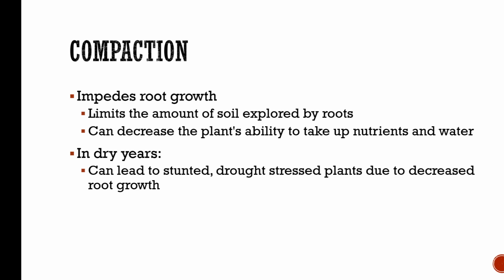So compaction impedes root growth. It limits the amount of soil explored by roots. It can decrease the plant's ability to take up nutrients and water. And then in dry years, it can lead to stunted, drought-stressed plants due to decreased root growth. And of course, the way things have been going around here, this is our summers anymore. So it's really important that you try to help either avoid compaction or help try to alleviate it.